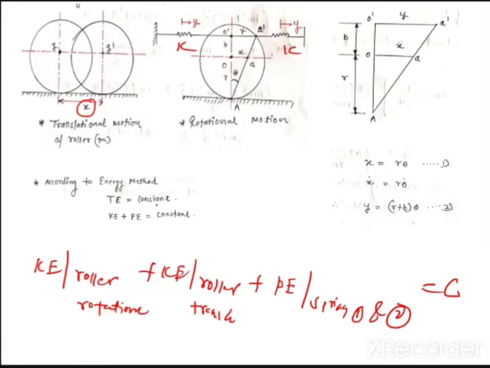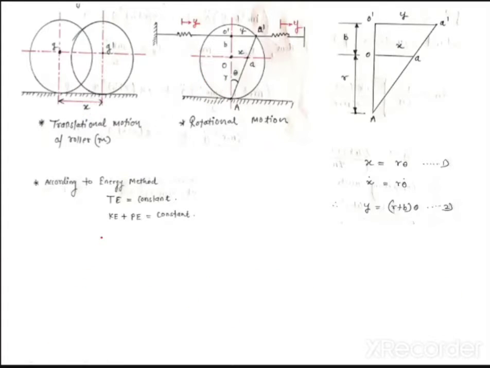Now both the springs are actually in parallel. Why are they in parallel? Because they are connected between the pulley having mass M. So you can either take K1 plus K2, or directly take both, but the better way, don't go into confusion whether it is series or parallel. Take both the springs in the analysis. It is very easy. So kinetic energy of roller rotational plus kinetic energy of roller translational plus potential energy of spring 1 and 2 is equal to constant.